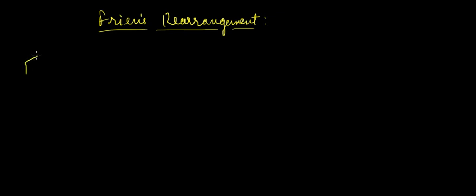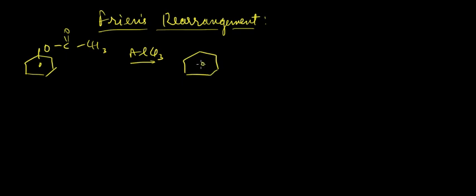Let's suppose we have OCOCH3 here, and in presence of AlCl3, we get this converted into something like this: a compound of phenol with a keto group attached here. So we have to study how this rearrangement took place here. So this is nothing but a phenoxy ester.